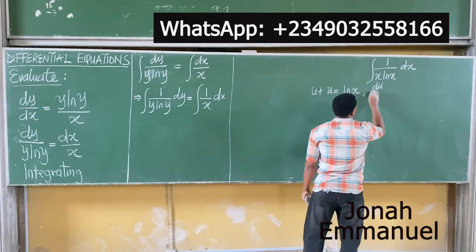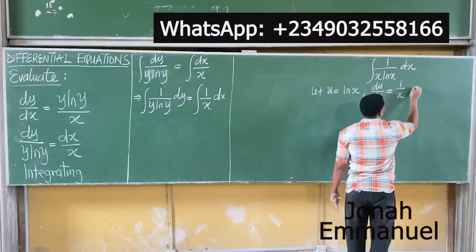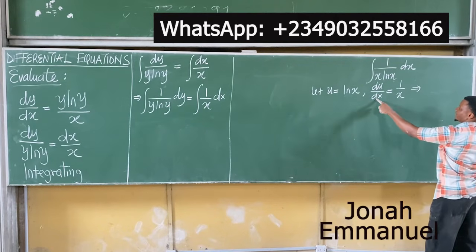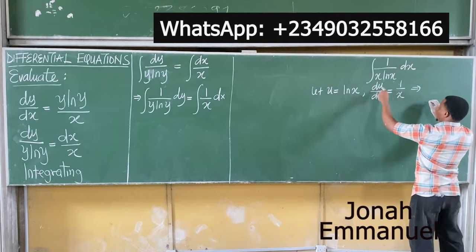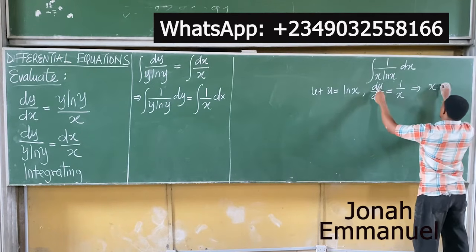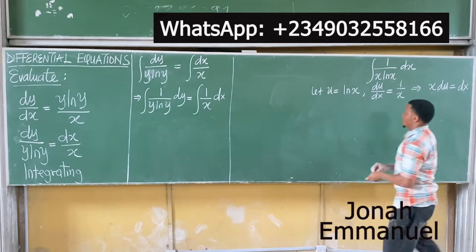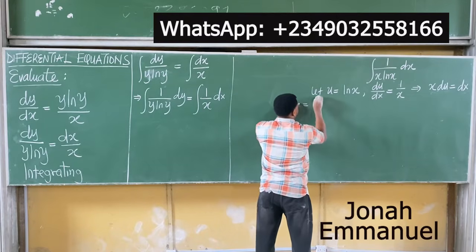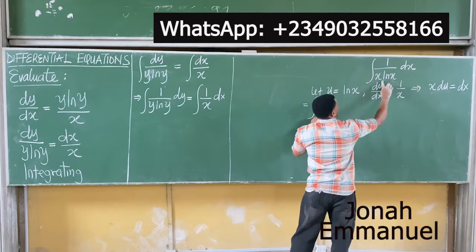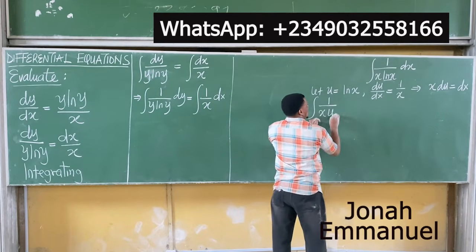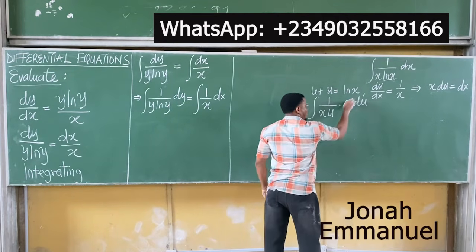Differentiate this. du dx is equal to what do you have here? 1 over x. So x du is equal to dx times 1. So dx is x du. If I do that, this will be equal to the integral of 1 all over x, this is u, right, times what's dx? x du. So this will cancel this.